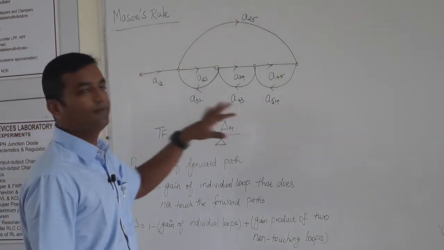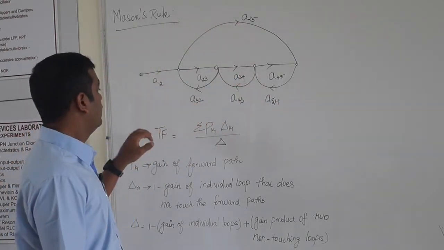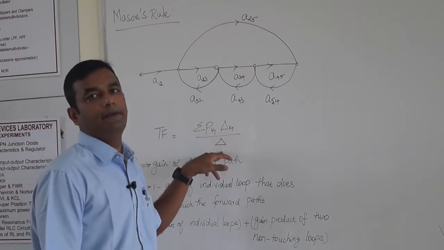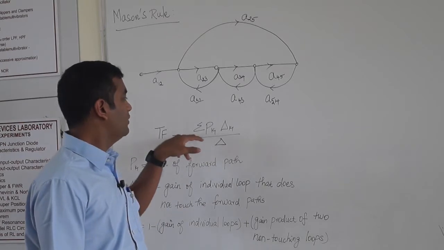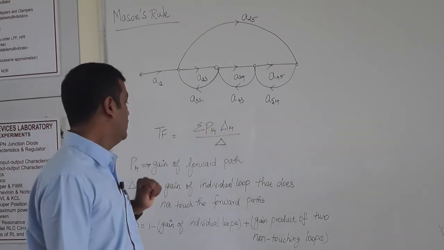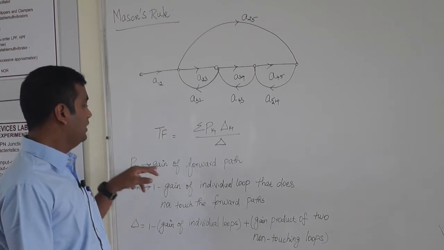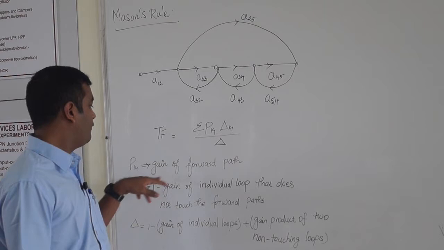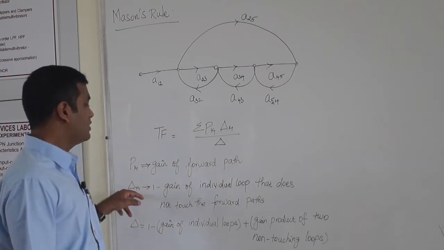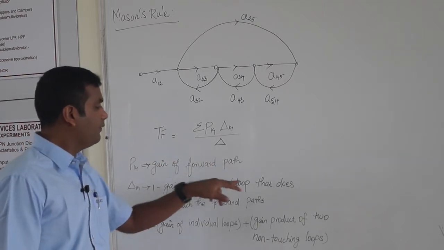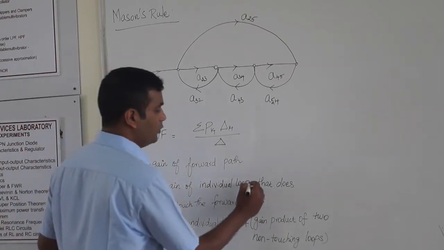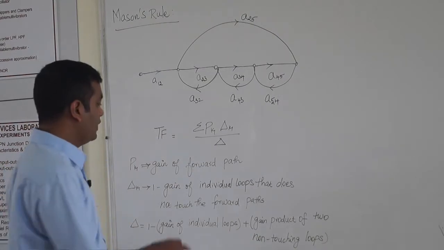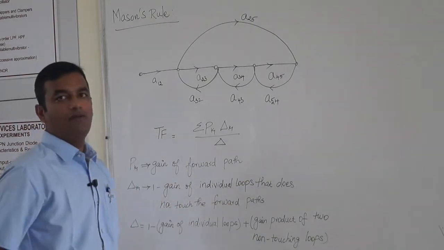You have a loop like this. Let's say I have a loop like this, and the transfer function of the loop is given by the equation sigma pk del k by del. So transfer function is equal to sigma pk del k by del. So what is pk? Pk is the gain of the forward path, and del k is 1 minus gain of individual loops, I could say, that does not touch the forward path. Gain of the individual loops that does not touch the forward path.